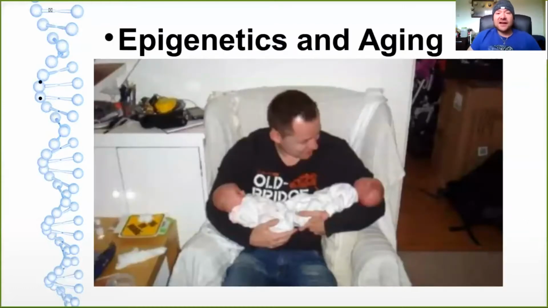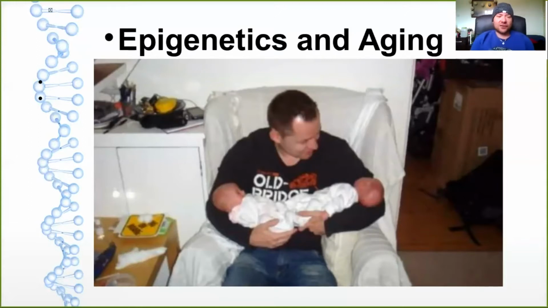So epigenetics and aging. This is me, by the way. I've aged slightly since then. This is 11 years ago. I have two identical twins in my arms. They belong to a friend of mine. They had just been born at the time, both premature. These are identical twins, meaning that they have identical DNA. They came from the same fertilized egg, which is split in two.